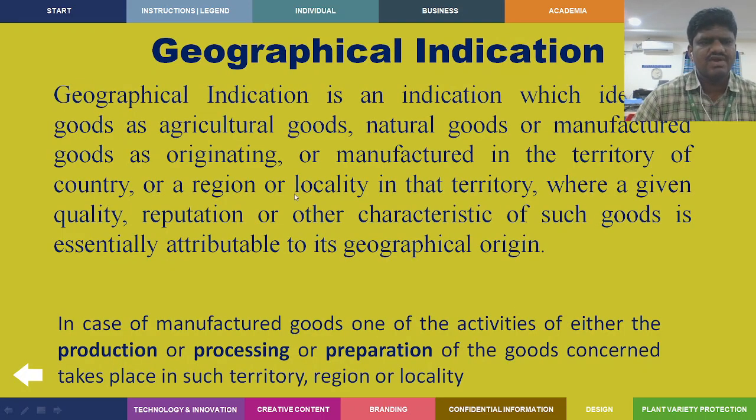Next, geographical indication, very very important. Geographical indication means whatever product belongs to that area, geographically related to that area, any product or any monument or any unique thing there, that will come under geographical indication. It is an indication which identifies goods as agricultural goods, natural goods, or manufactured goods, where a given quality, reputation, or other characteristics of such goods is essentially attributed to its geographical origin. So it belongs to a region. Understand? In case of manufactured goods, one of the activities of either the production or processing or preparation of the goods concerned takes place in such territory, region, or locality.